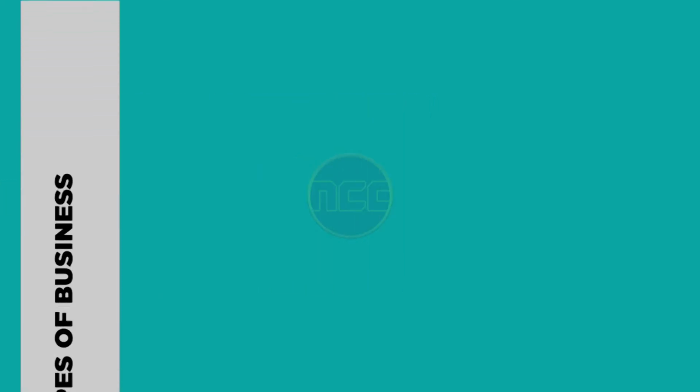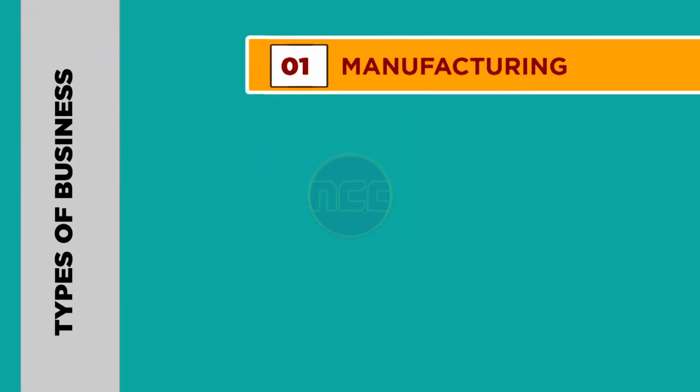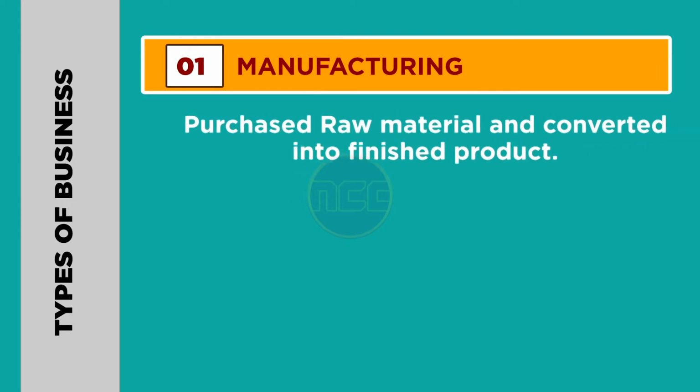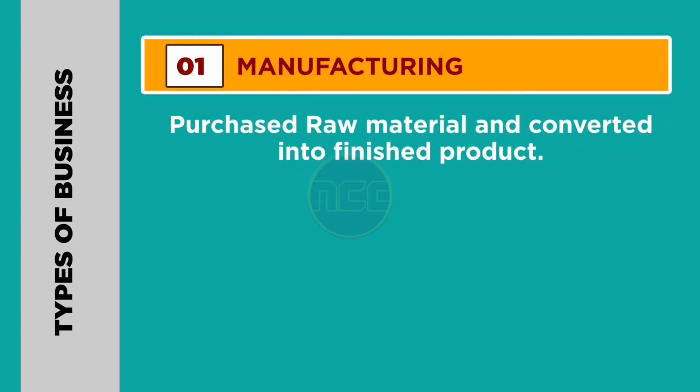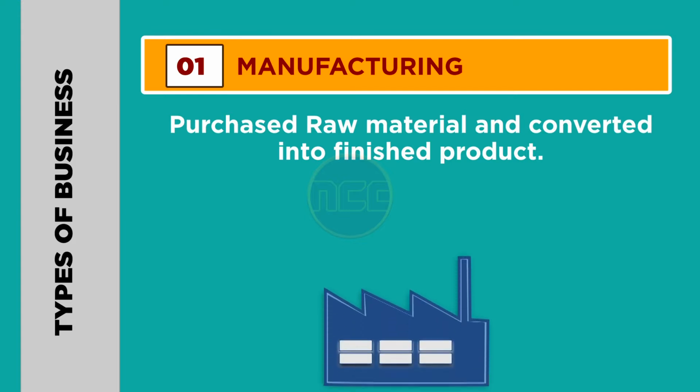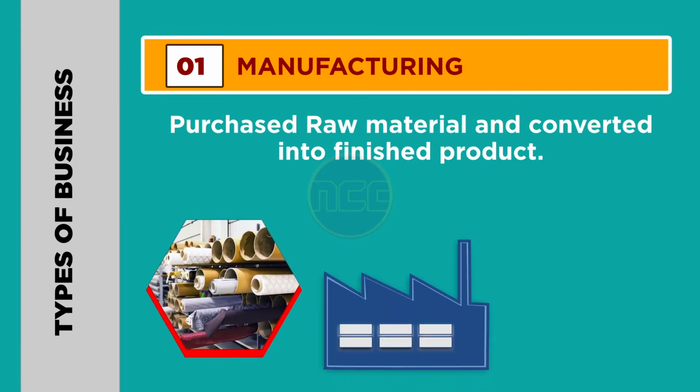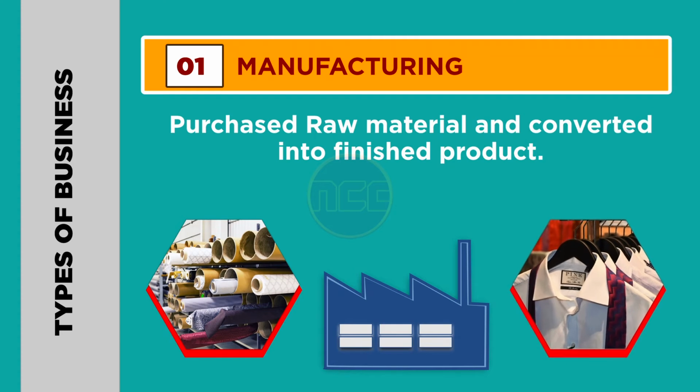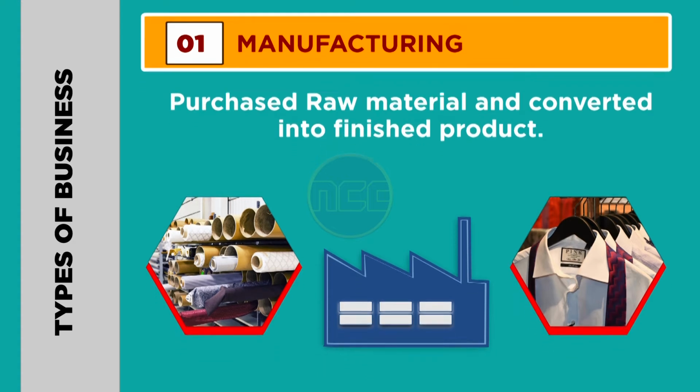There are three types of business. First is manufacturing, that is, purchase raw material and convert it into finished product. Here the manufacturer purchases the raw materials and converts it into finished products or the final products. For example, a shirt from cotton cloth.